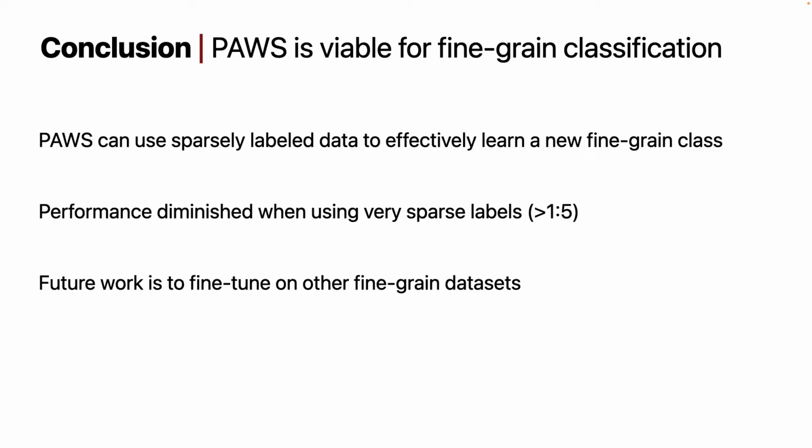In conclusion, preliminary results show that PAWS does effectively learn fine-grained classes, making it viable for fine-grained classification tasks with sparsely labeled datasets. However, accuracy does diminish as sparsity increases above a 1:5 ratio. Future work includes fine-tuning on other fine-grained datasets to corroborate this conclusion and look to extend to real-world manufacturing applications such as defect detection when datasets aren't readily available, labels are sparse, and classification decisions are fine-grained.